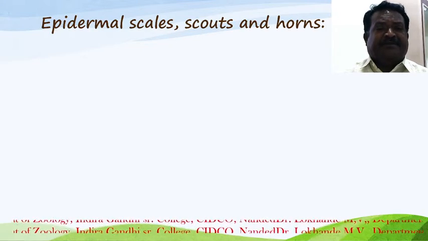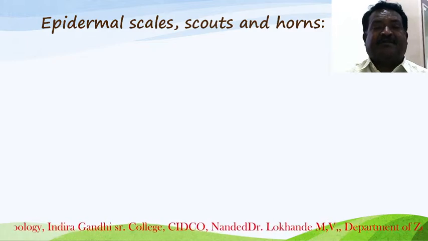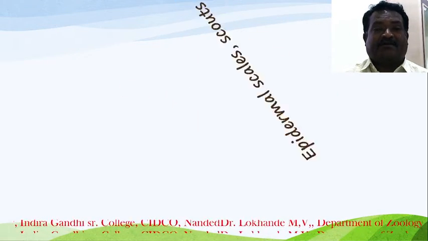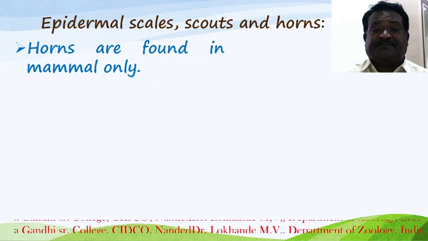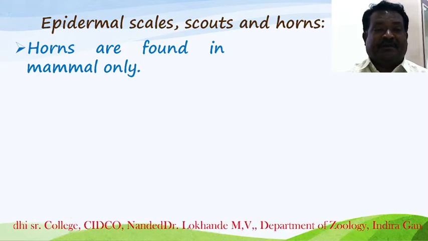Now the skin is nothing but called the epidermal layer, and this epidermal layer forms the scales, scutes, and the horns. This is the formation of the skin. These are the characters present in the vertebrates.